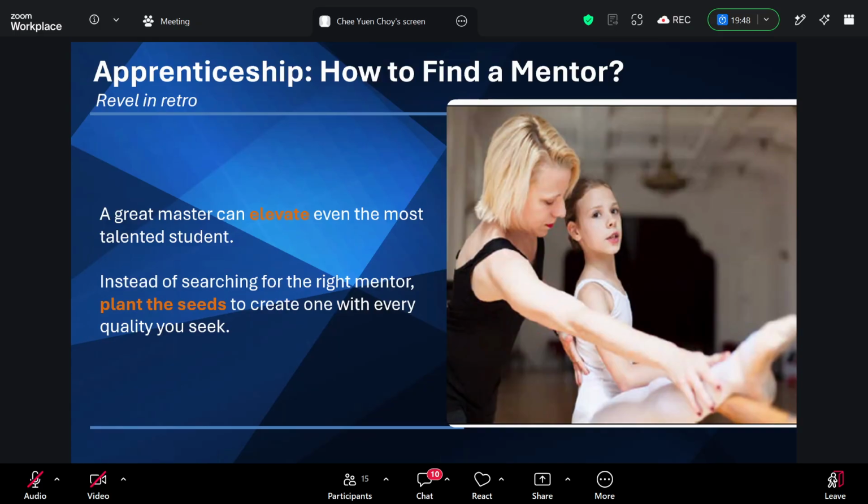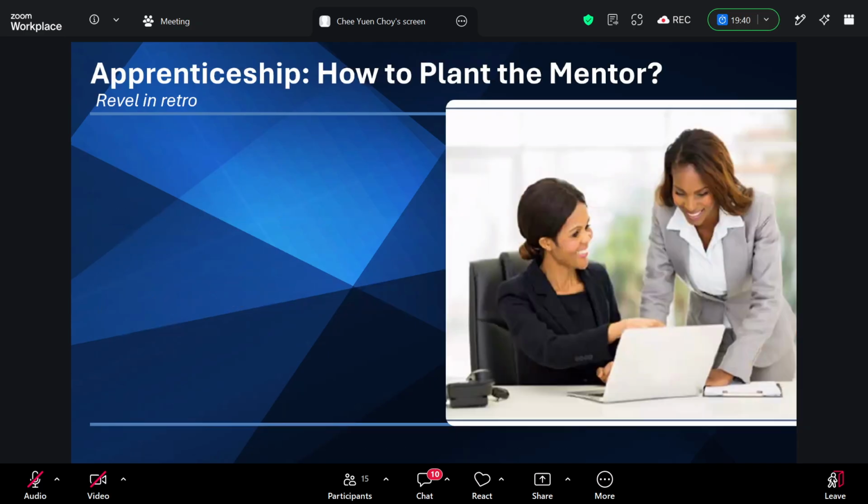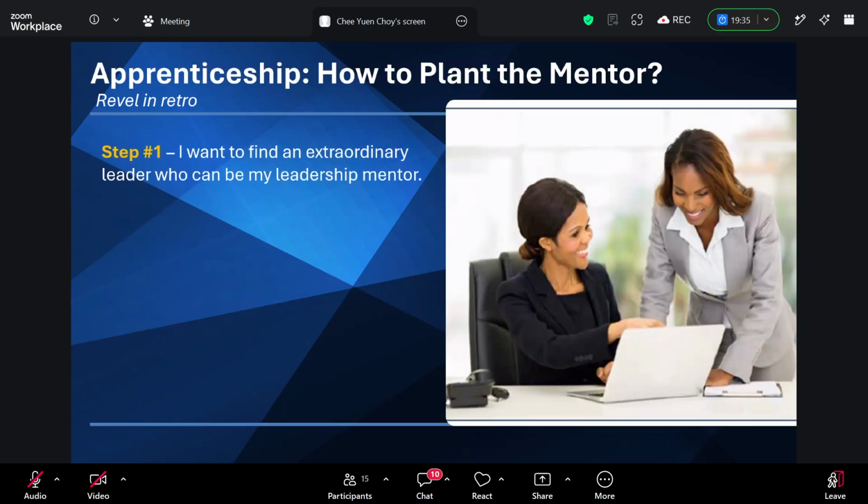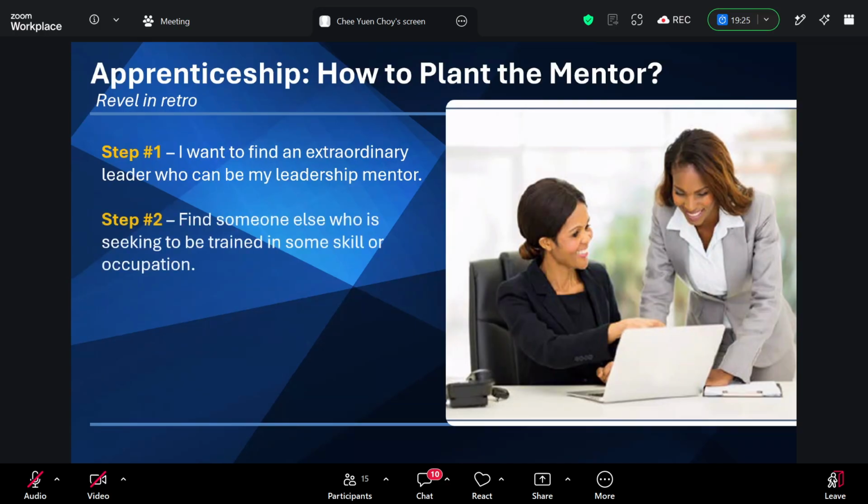Using the Panche Kile and Juche Kile and for 4 and 5. And using the 4 steps to find a mentor. Yeah, I think Harry, very, very good. All right, how to plant a mentor? I think this is 4 steps. I will not go through in detail. Of course, step 1 is I want to find an extraordinary leader who can be my mentor. Then the second step is to find someone else also seeking to be trained in the skill.